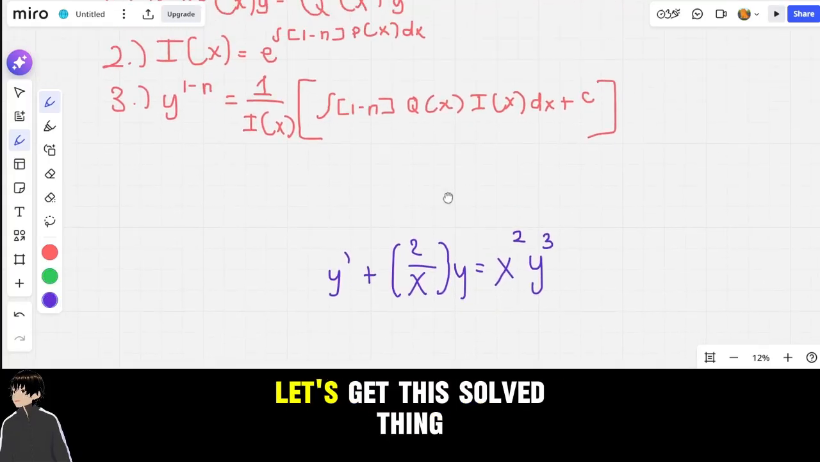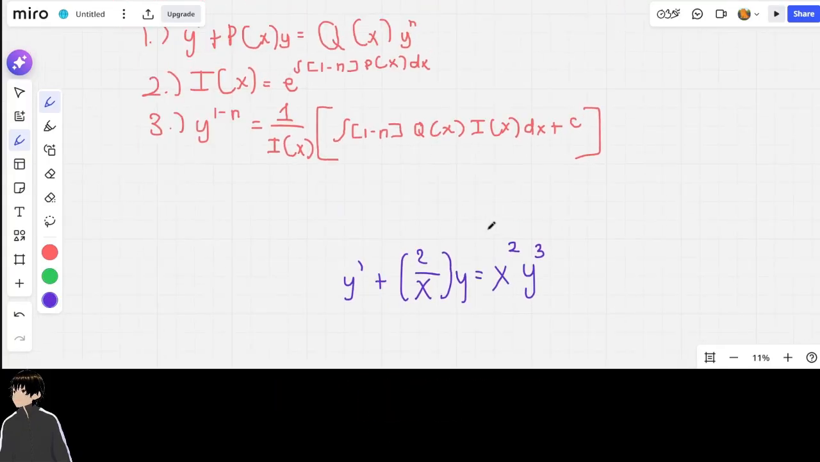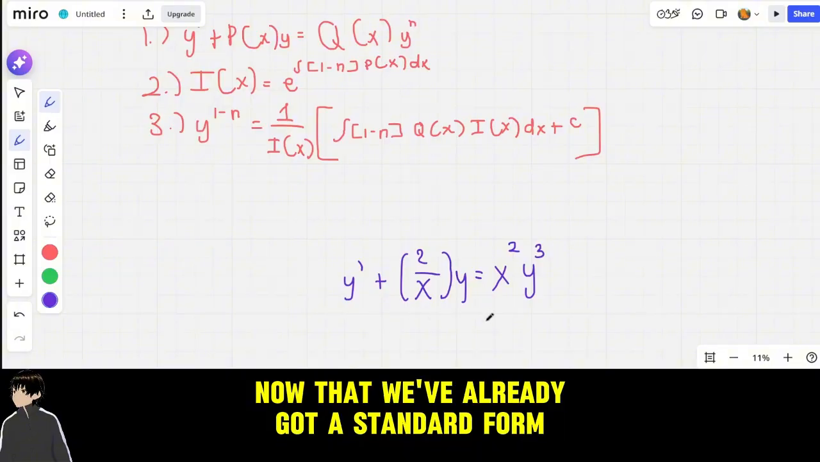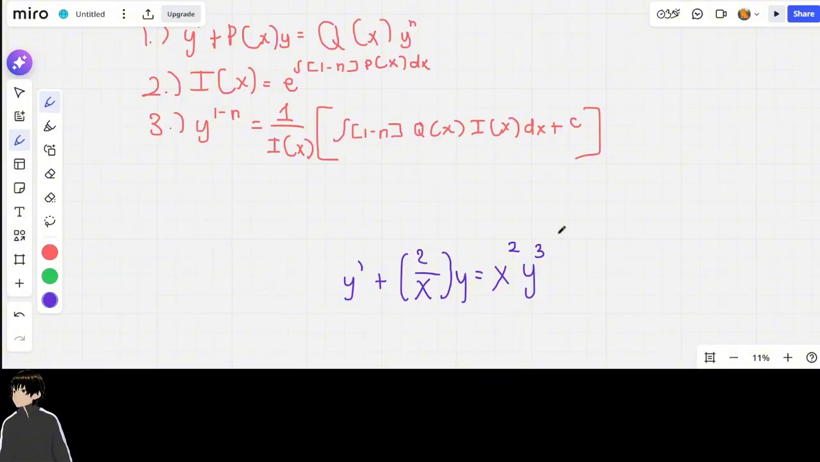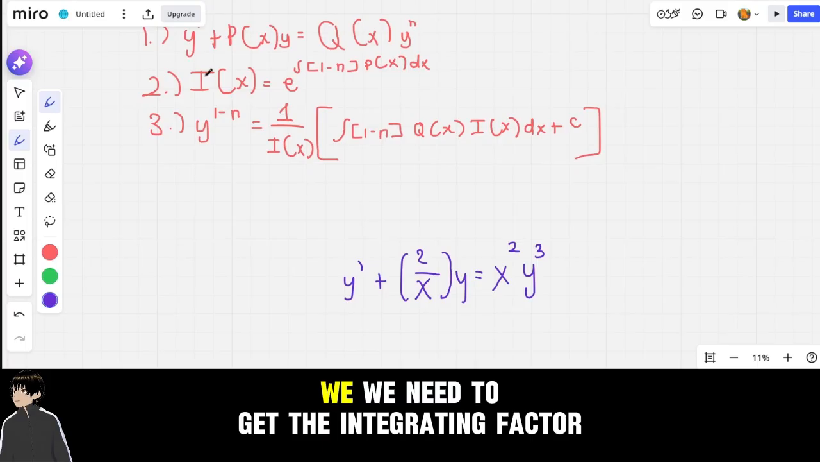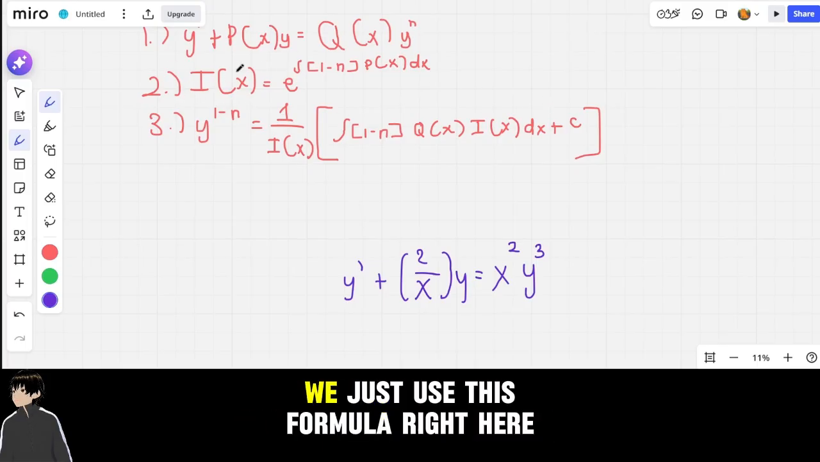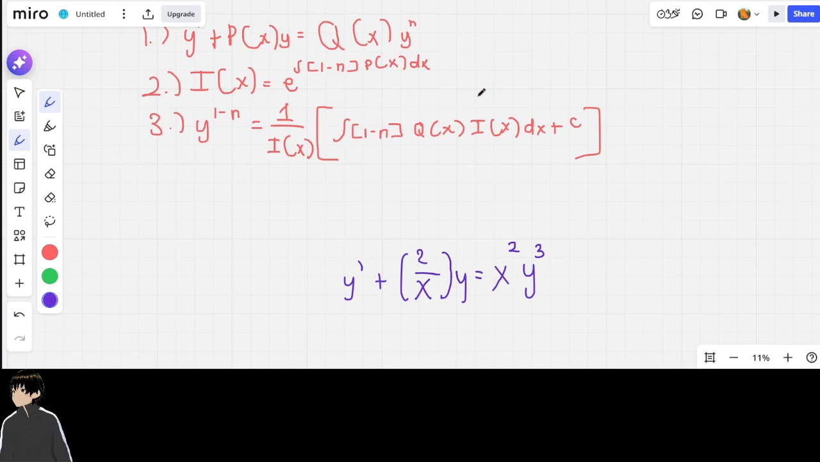Either way, it's enough about that. Let's get to solving. Now that we've already got the standard form of Bernoulli's equation, and we've already got this problem, we need to get the integrating factor. How do we get the integrating factor? We just use this formula right here.